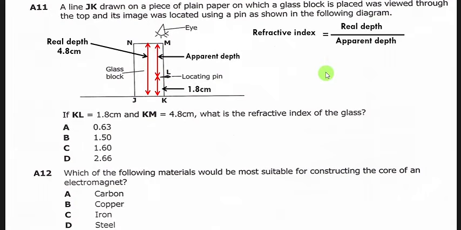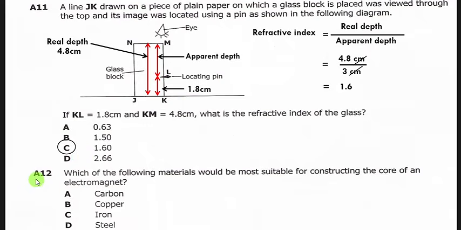So real depth is 4.8, divided by apparent depth from here to here. So you are going to say 4.8 minus 1.8, which is going to be 3. So 3 centimeters from here. So you divide, first you cancel those. When you divide, you get 1.6. So your answer is C.